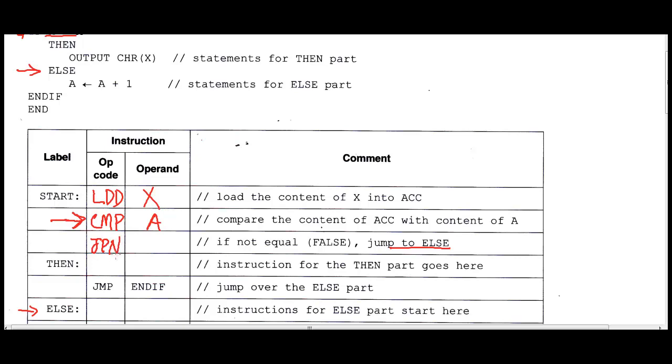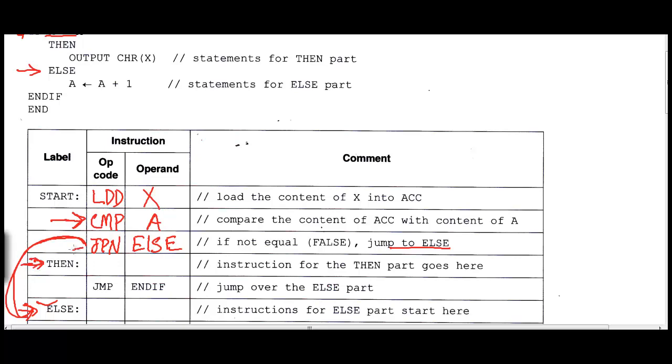So the jump not equals instruction is what is going to be executed, and this time we are going to jump to this location, else. So our address is going to be this label else. If x is not equal to a, then jump to this location which is else. Otherwise, this is the instruction that is going to be executed. And if x equals a, then this is the instruction.